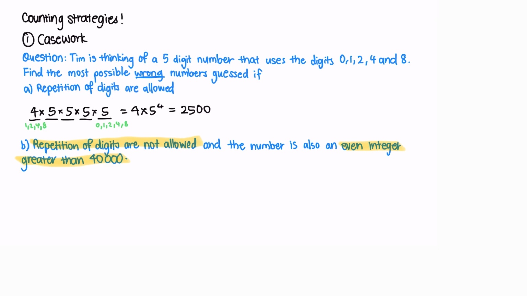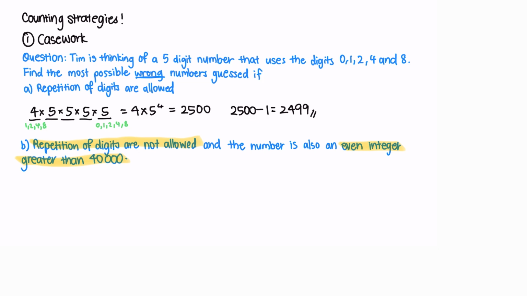Is this right? Mostly, we are just missing out one more thing. They ask for the most possible wrong numbers guessed. So this is the total number of possible numbers guessed. But if we want the most possible wrong numbers guessed, this means that the last guess must be a correct guess. So for the most possible wrong numbers guessed, we just have to minus 1, which is 2499.